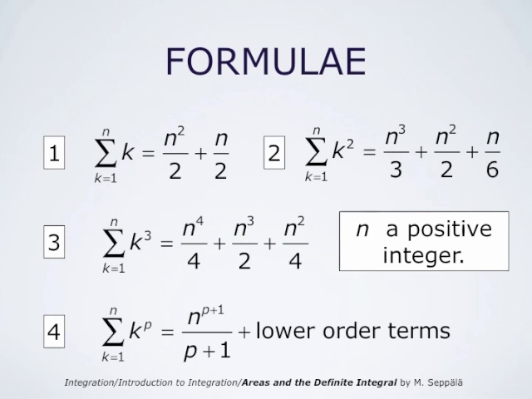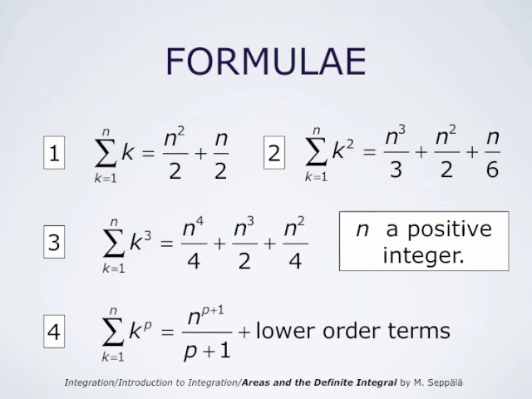There are other formulas of the same type, namely summation k from 1 to n of k equals n squared over 2 plus n over 2. This is the formula 1. The formula 2 is the one we need in our computations today. And the formula 3 is summation k from 1 to n of k cubed, that equals n to the 4th over 4 plus n cubed over 2 plus n squared over 4.